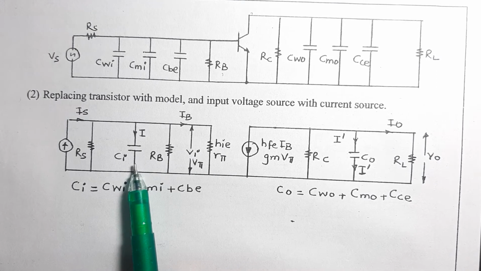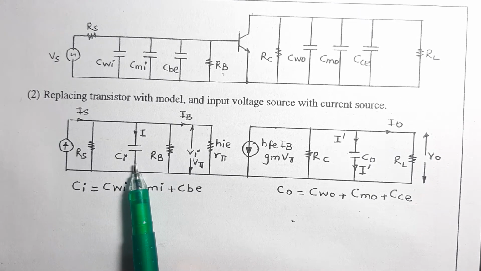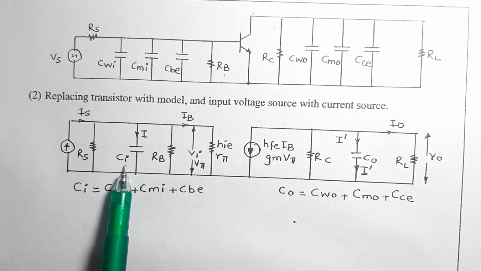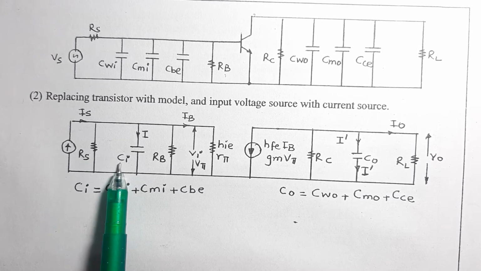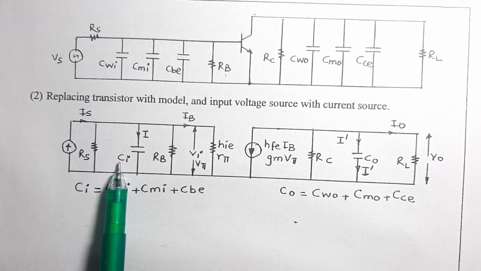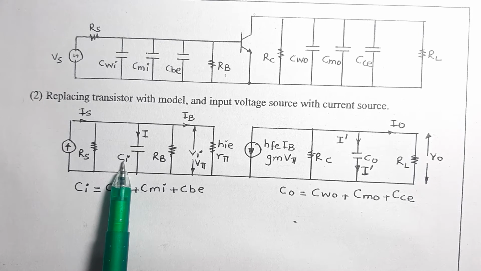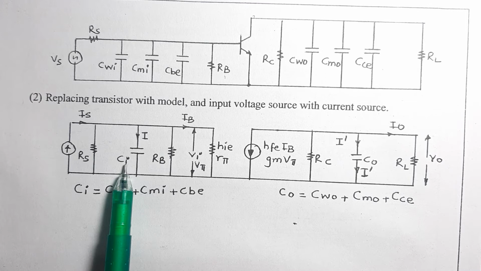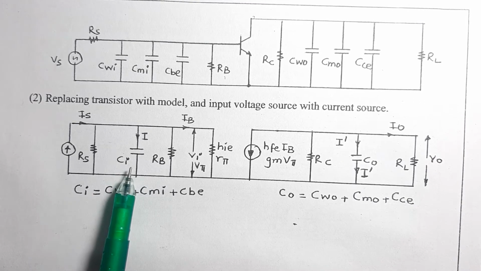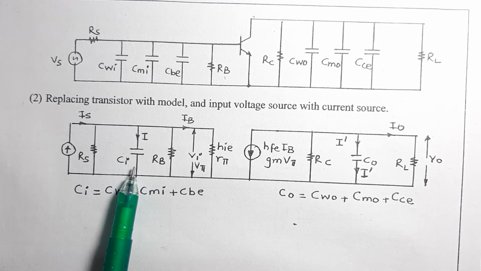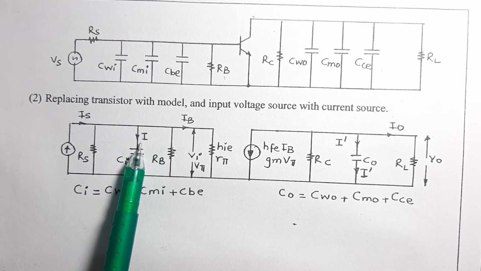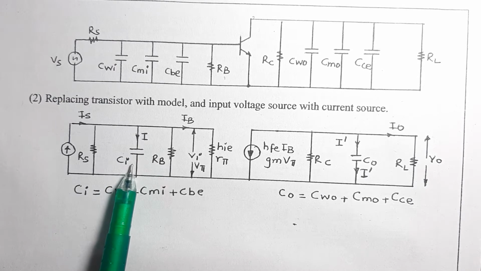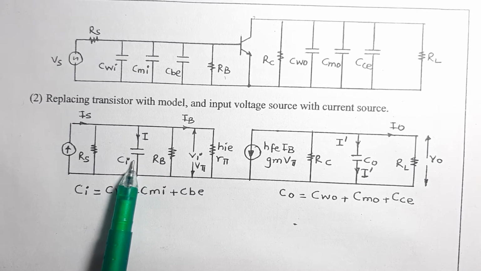Now at the input, at LF and MF, your XCI, that is nothing but the reactance provided by this capacitor, is very high. Therefore your CI is as good as open. Now in your HF range, as your frequency increases, your XCI decreases. Therefore your I, that is nothing but the current flowing through the input capacitor, increases. This is known as shunting effect.